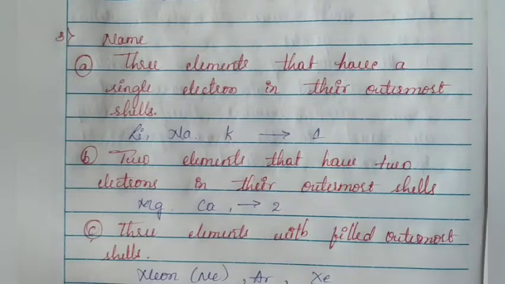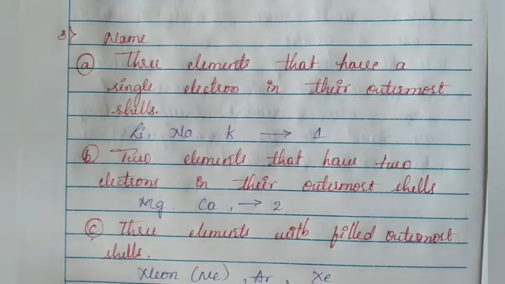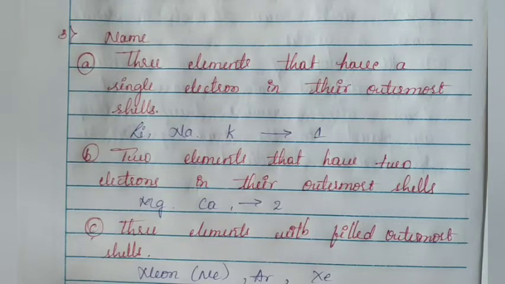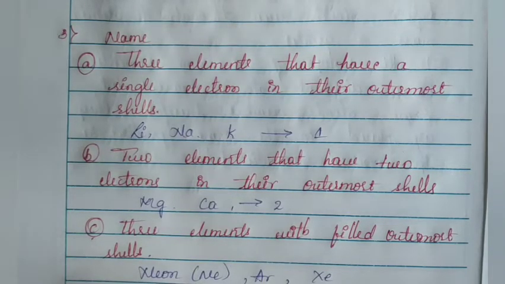Now come to the third question. Name three elements that have a single electron in their outermost shell. Yes children, for a single electron in the outermost shell, we have to see the first group. All the first group elements are answers to this question. Now let us take only three from that. Lithium, sodium, potassium are the elements having a single electron in their outermost shell.